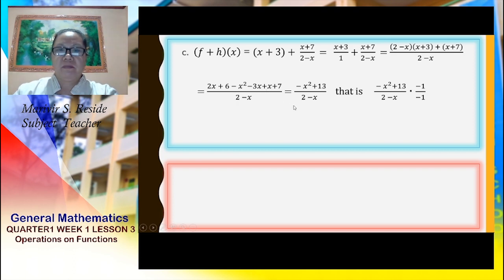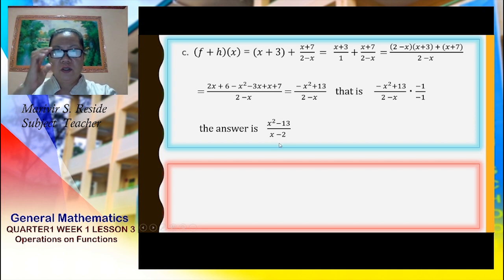Combine similar terms. What do we get? Negative x squared plus 13 over 2 minus x. And we have to multiply negative 1 to the numerator and the denominator. Why? For us to eliminate the negative sign on the first part of the given expression. So the final answer will be x squared minus 13 over x minus 2.